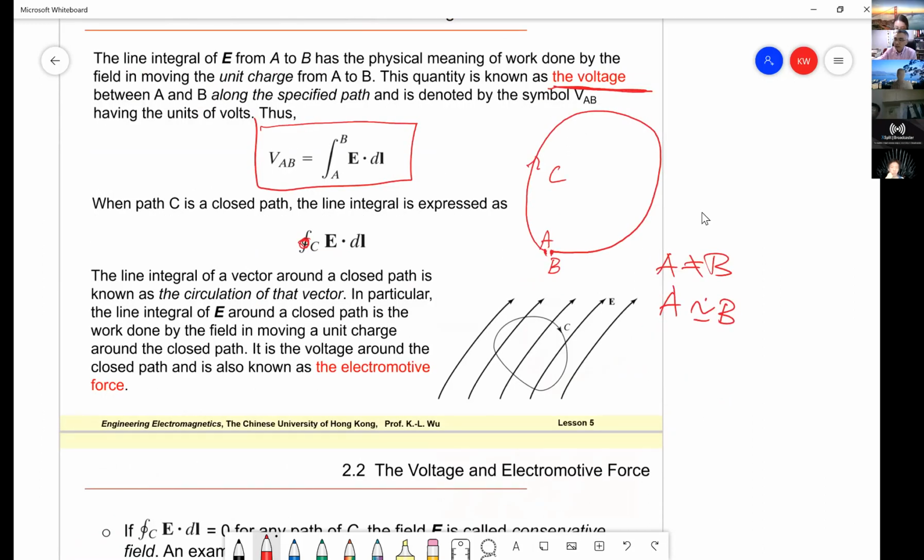When we measure this using a closed loop, we don't call it voltage anymore. We call it the electromotive force, EMF. We call it EMF if this is related to a closed loop.